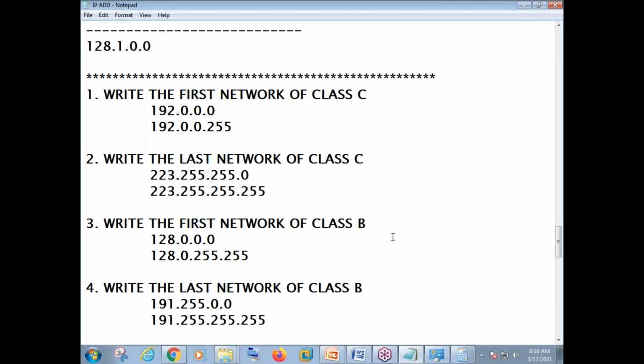Okay, so I guess there are no more questions, so we can stop this session for today. And tomorrow, hopefully, we can continue with the same concept, IP addressing. We can finish IP addressing by tomorrow. And then after that, we can start the subnetting part. That is an advanced concept of IP addressing.